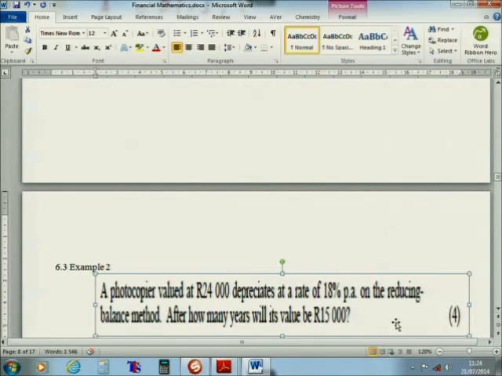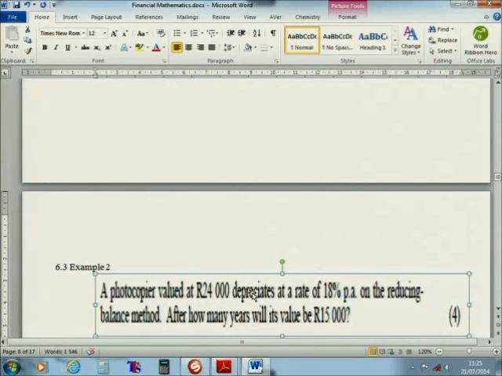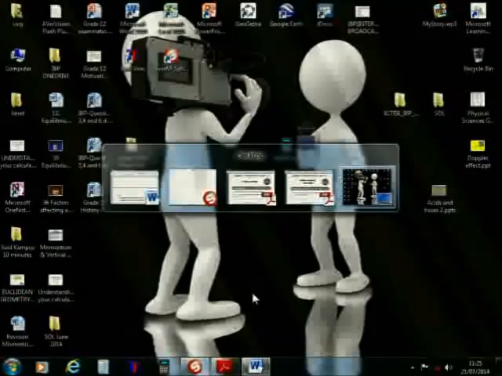So what are the key phrases, or keywords, sorry? The first one we indicated is depreciation or to depreciate, and the other one is the reducing balance method. Which means from the formula sheet, we must remember which one is relevant to us. Let me take you to the formula sheet, and you see what we've got there, and then we're going to choose the relevant one.